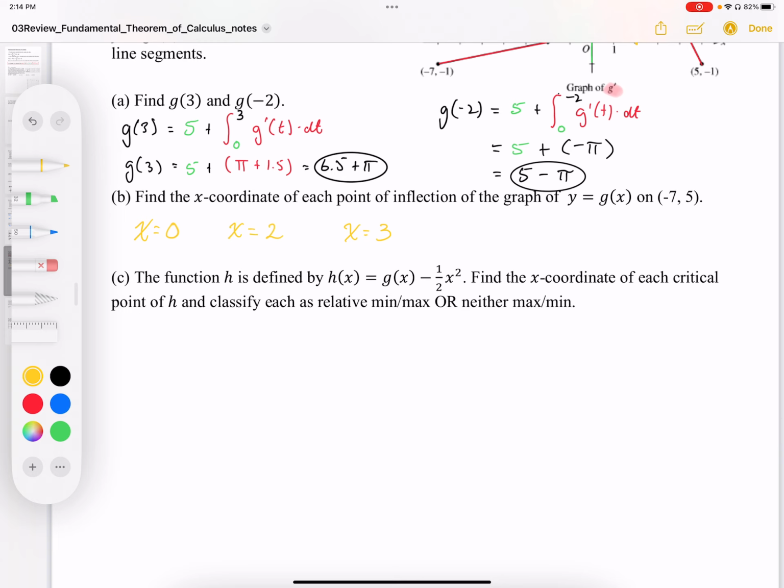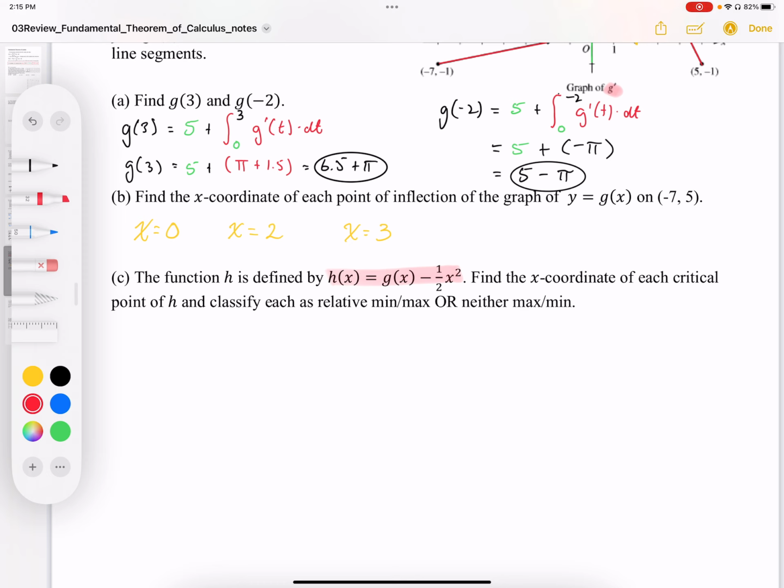In the last part, h is defined by this function. So we have this function h, which is a combination of g's and x's. So we're being asked to find the x-coordinate of each critical point of h and classify them as min, max, or neither. So first thing is we need to find the derivative. If we find the derivative, then we can see where the derivative is equal to 0, and we can look for critical points there.